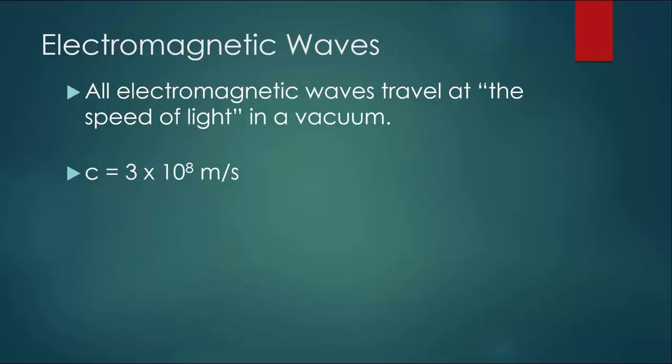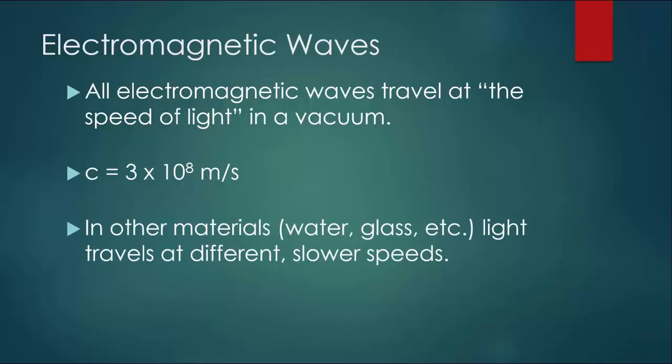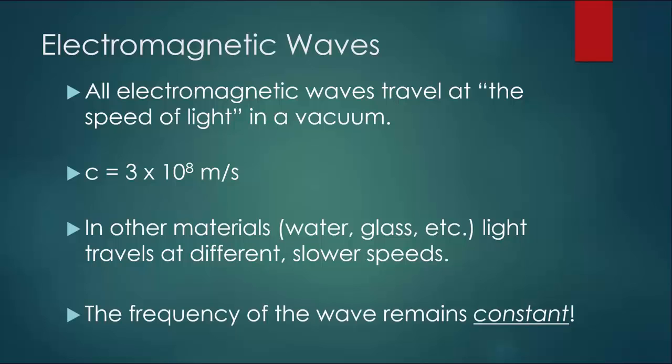And this is abbreviated by the letter C. That's the C in E equals mc squared. In other materials like water or glass or any other material that light can travel through, light's going to travel at different, slower speeds, and we'll get to that in a moment. Something that's going to be important to keep in mind is that the frequency of the wave always remains constant.